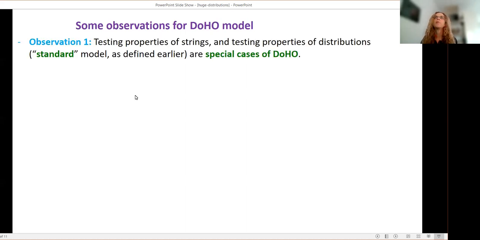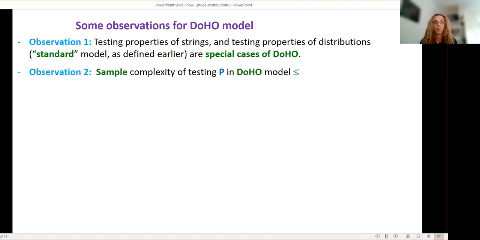So the first one is that it is not hard to verify that testing properties of strings and just testing properties of distributions, just as I defined in the first slide, are special cases of DOHO. So that's one thing. It's not only that it's a hybrid of them, but it also generalizes both.